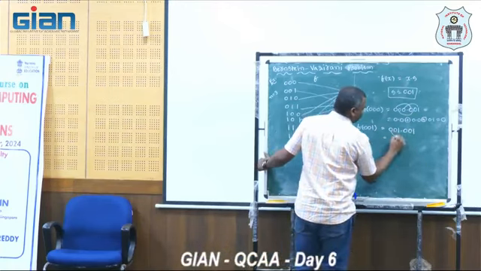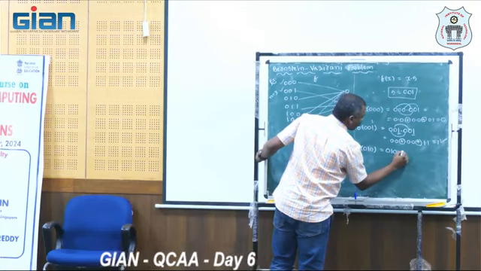0, 0, this is XOR. 0 dot 0 XOR 1 dot 1, this is 1. Correct, this is also matching. Similarly, we need to check for 0, 1, 0. What is f of 0, 1, 0? 0, 1, 0 dot 0, 0, 1.